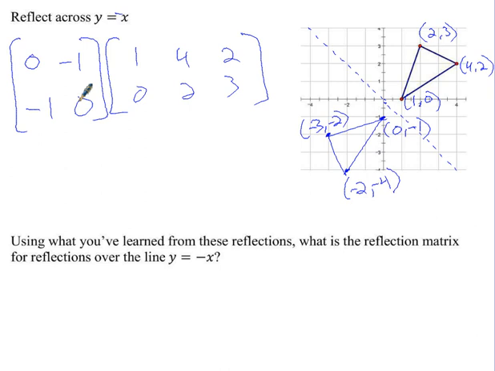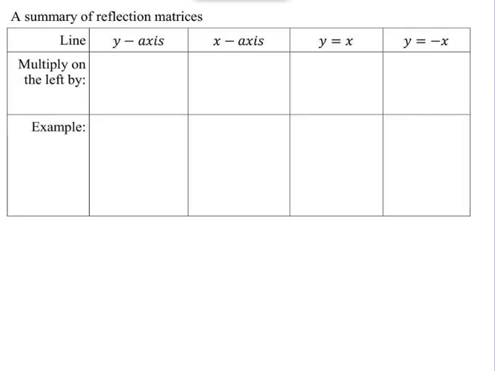So now you can reflect over 4 things: the y-axis, the x-axis, the line y equals x, and the line y equals negative x. What I want you to do now is take what we've done up to here and fill in this summary table. This is your reference for how to do these reflections.